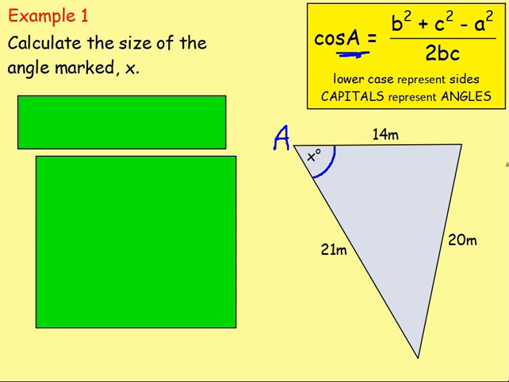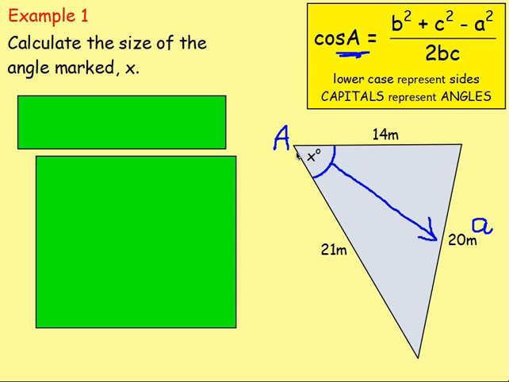With this, if that is angle A, which side would be lowercase a? Is it the 14, the 20, or the 21? It's going to be the 20. Why, Callum? Why do you think it's going to be 20? Because it's across from it. Good, well done. So the side across from that is going to be lowercase a. And the b and the c, it does not matter which one is which.